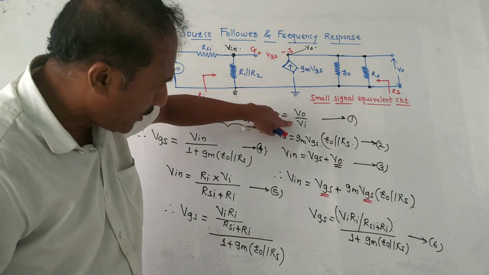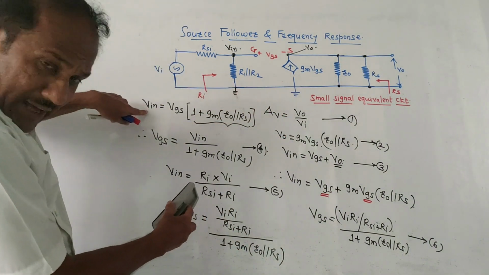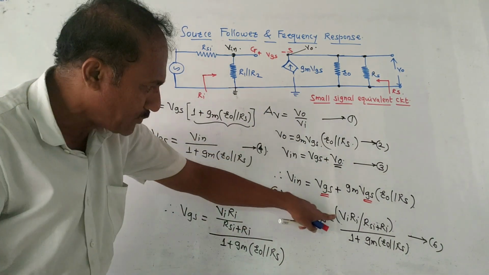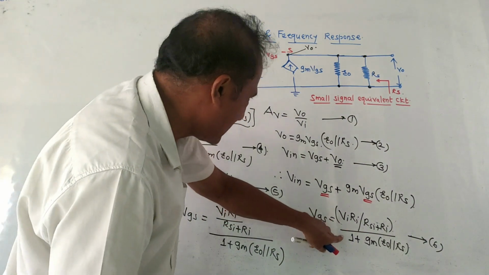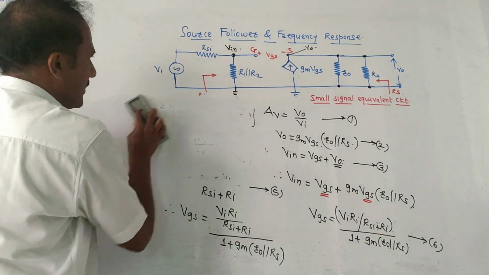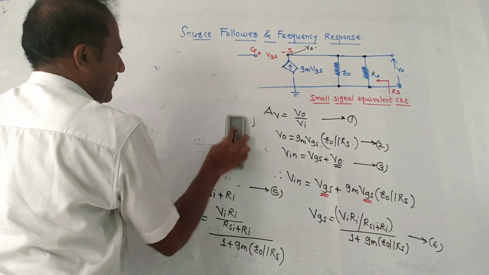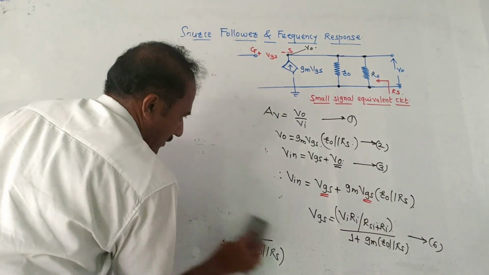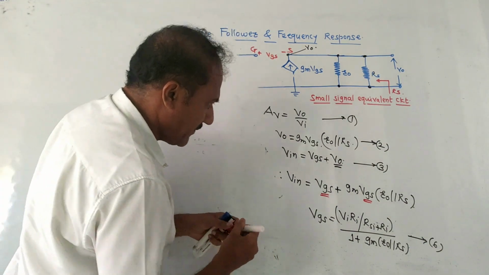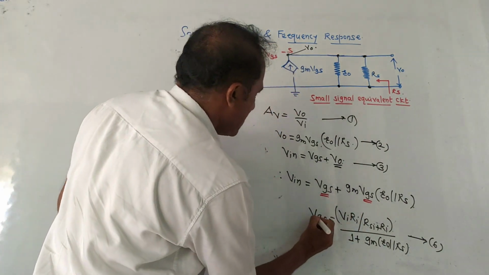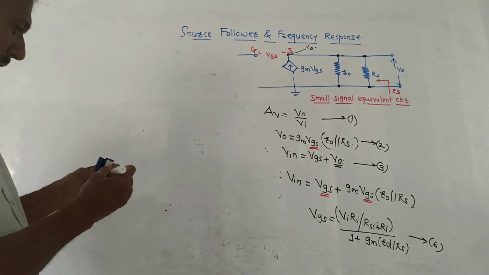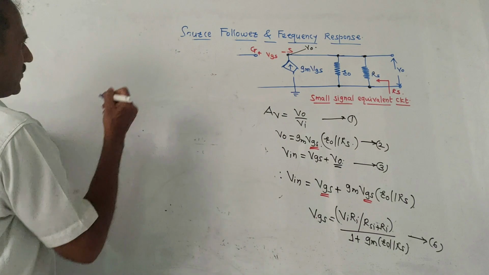AV is V0 upon VI. So once I got the equation in terms of V in, I have transferred it in terms of VI. Now put equation 6 in equation 2. So let us make this substitution. Put equation 6 in equation 2. इसका मतलब है VGS का ये जो value है, this value of VGS we need to put in equation 2, means in this place. So let us write the new equation.